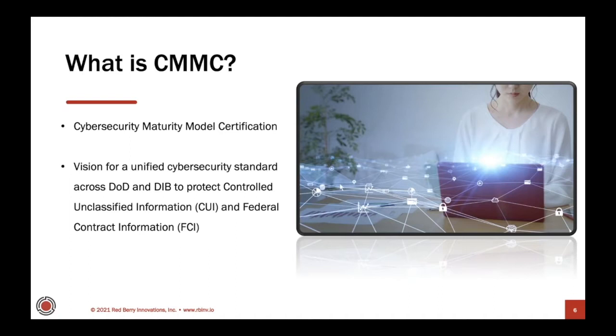CUI is information that requires safeguarding or dissemination controls pursuant to and consistent with applicable law, regulations, and government-wide policies, but is not classified information. Information that is CUI will be specified in contract and will be marked. Rules regarding CUI only apply to systems that contain or have the potential to contain CUI.